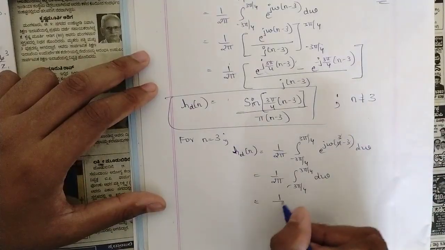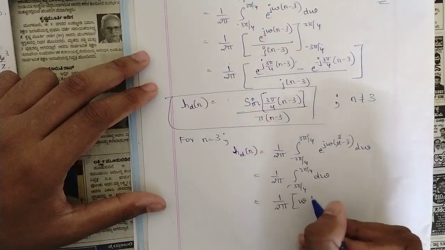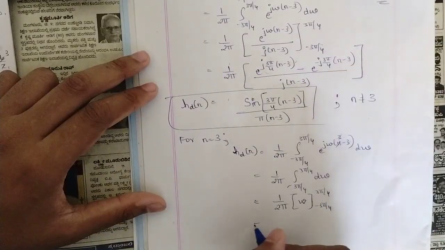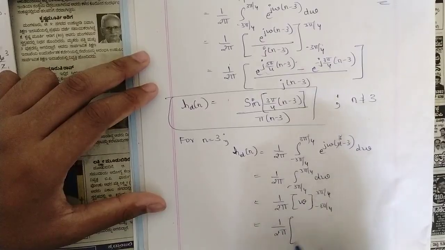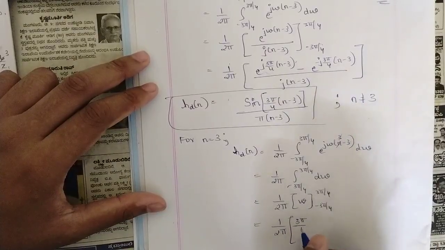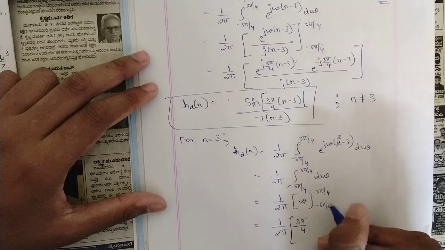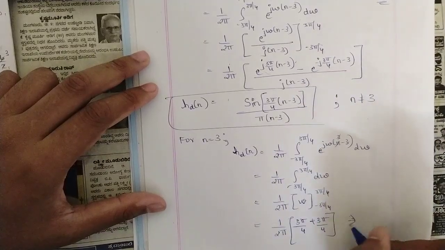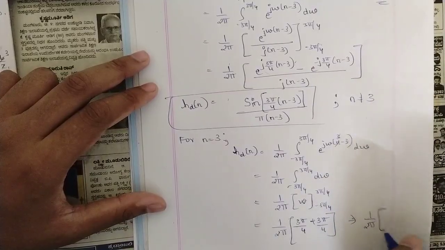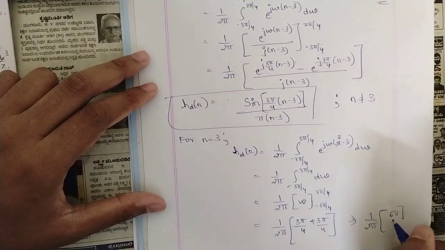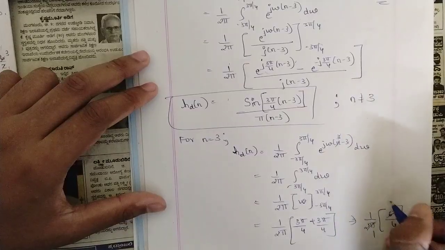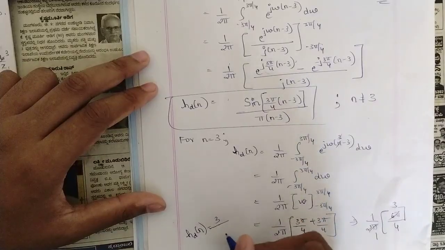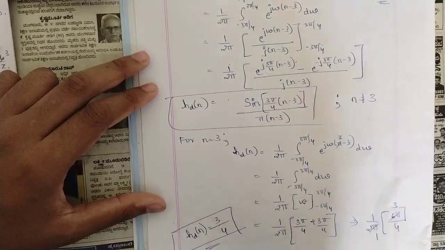So integration of d omega is omega itself. Limits are from minus 3 pi by 4 up to 3 pi by 4. Substitute the limit in place of omega: upper limit 3 pi by 4 minus the lower limit, minus of minus 3 pi by 4, that is plus 3 pi by 4. So denominators are same, add the numerators, so you will be left with 1 by 2 pi into (3 pi plus 3 pi) is 6 pi by 4. So 2 pi 1s are, 2 pi 3s are, so our answer of hd of n for n equal to 3 is 3 by 4, or 0.75.